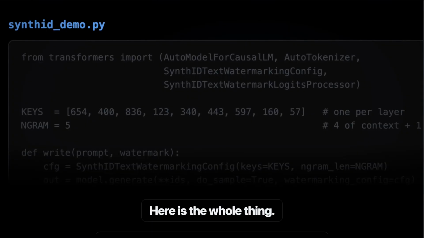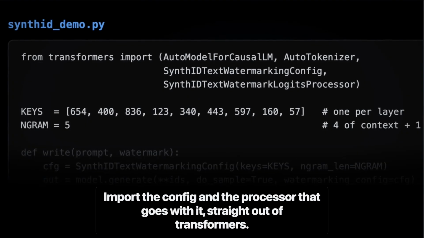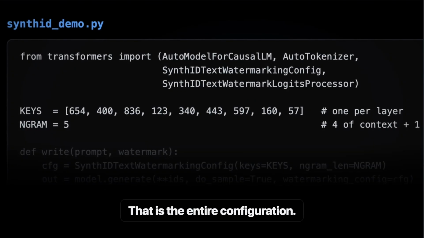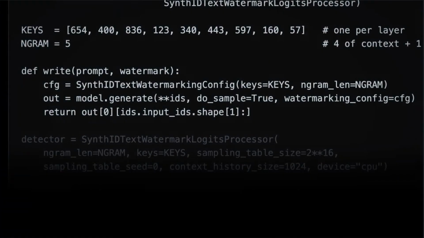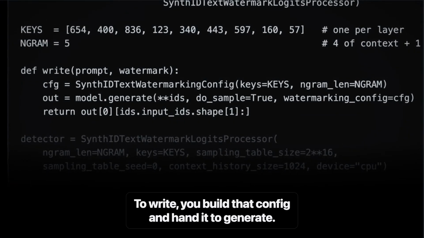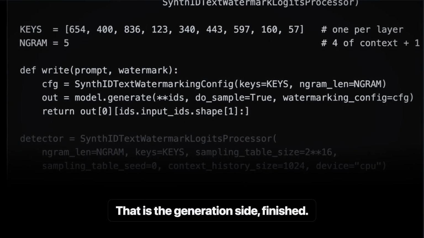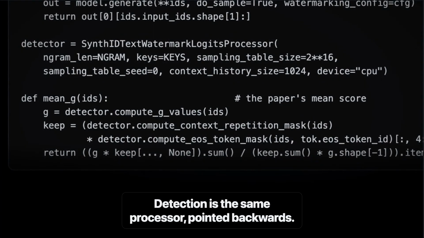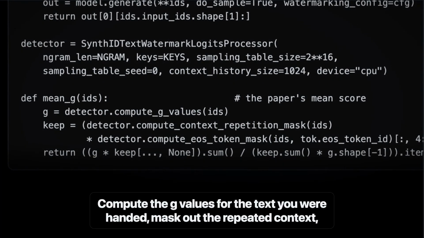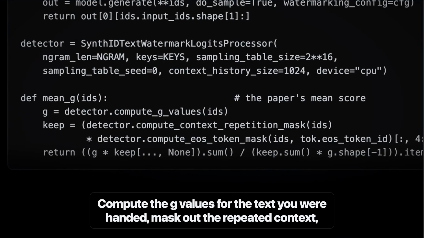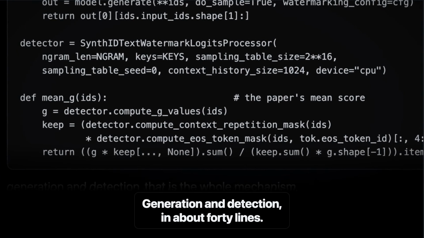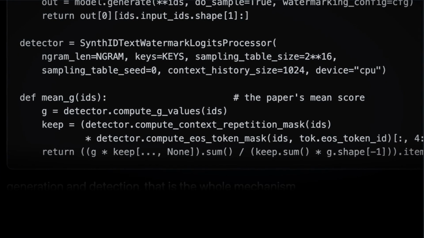Here is the whole thing. Import the config and the processor that goes with it, straight out of transformers. 9 keys and a 5 token window. That is the entire configuration. To write, you build that config and hand it to generate. That is the generation side finished. Detection is the same processor, pointed backwards. Compute the G value for the text you were handed, mask out the repeated context, and take the mean. That is it. Generation and detection in about 40 lines.